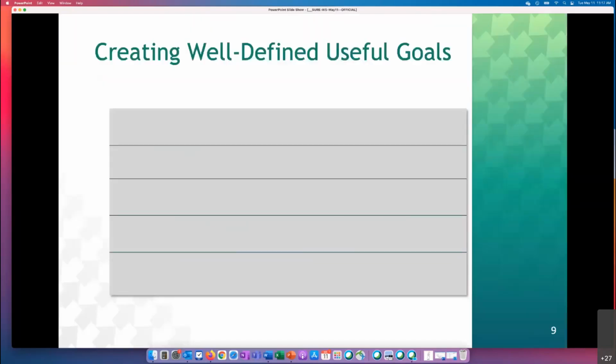You may have heard of well-developed, well-designed goals, and these are specific goals. I'm going to go over the principles right now and just give you an example, because it is very important to be specific with what you're doing so you can assess it.